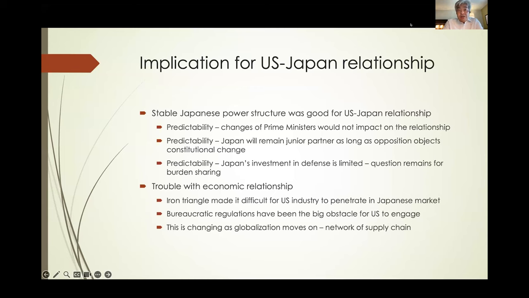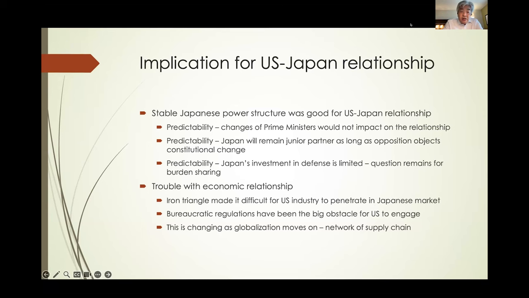Even though the Japan-U.S. alliance has been very stable, there was a lot of bumpy relationship in the economies. Perhaps my explanation about the Iron Triangle made it very difficult for the U.S. to penetrate the Japanese market. And also the very strong bureaucratic regulation on the industry within the framework of the Iron Triangle made it very difficult for American investors to get into the Japanese industry.